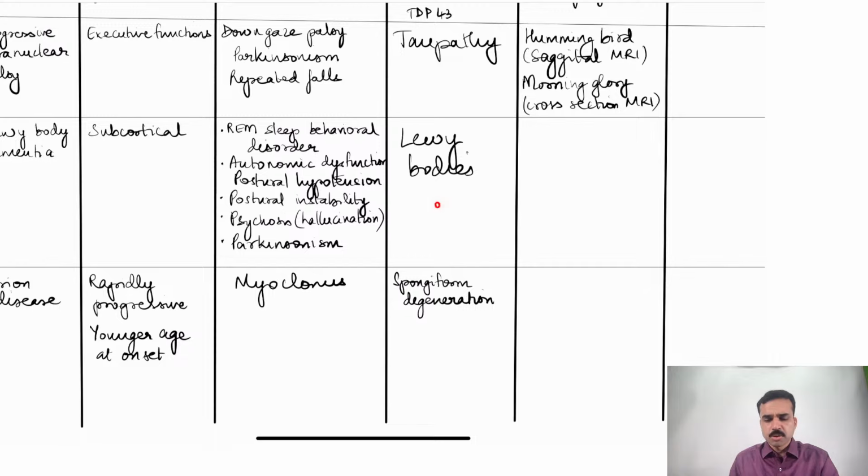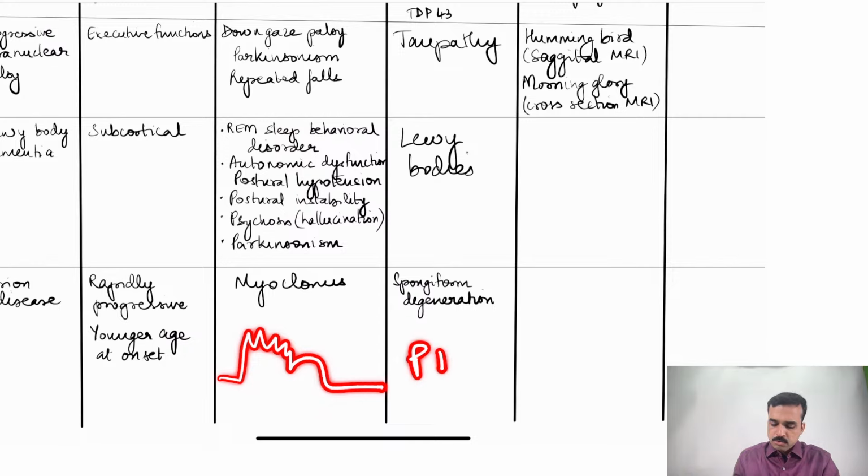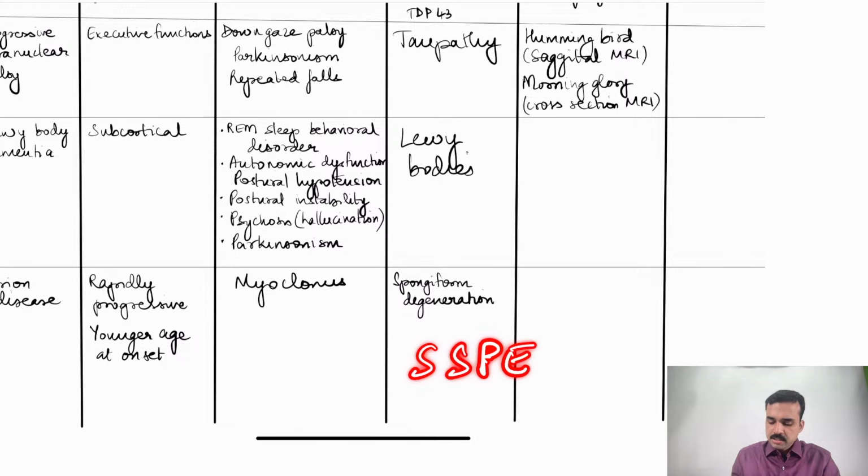So Lewy bodies are what you see in patients of Lewy body dementia on histology. Okay, prion disease: rapidly progressive, young age of onset, very aggressive course, characterized by dementia along with myoclonus. And on EEG you will see something known as polyspike with wave. Okay, polyspike and wave.